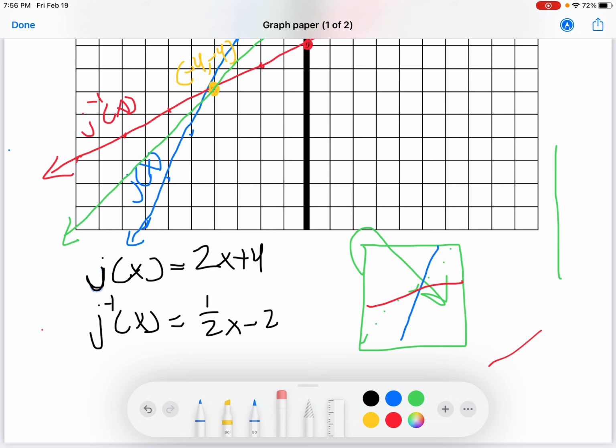So there you go. That's really all there is to inverses. When you're looking for an inverse, that's all you need to do.